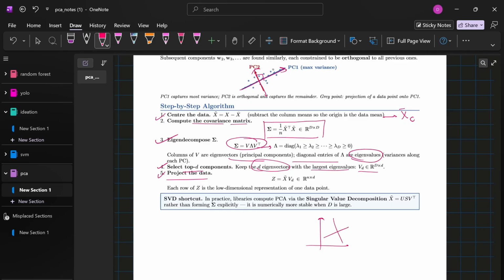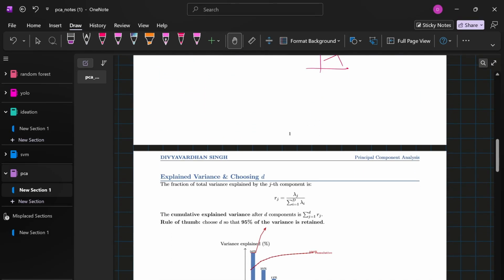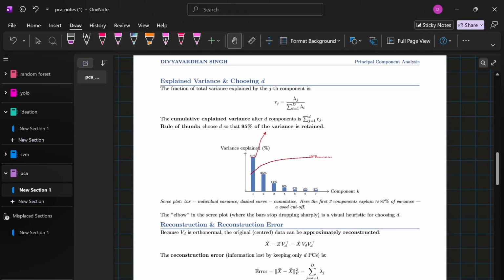Okay. One more quick note: in scikit-learn you actually use something called SVD, singular value decomposition, which we'll be covering in the upcoming lectures. So instead of computing the covariance matrix directly, this is more stable. Okay. Moving forward to the next section: how many components, variance, scree plots, and the reconstruction part.